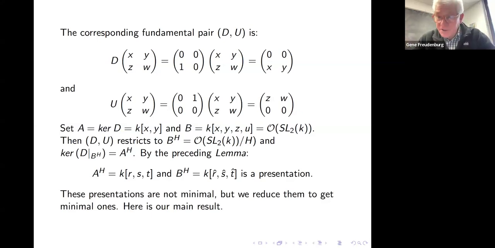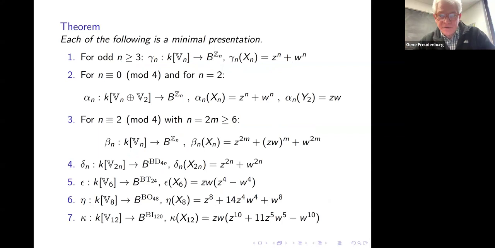So here's the main result that I want to present. And I simply give each one of these presentations. So each of the following is a minimal presentation. So number one, for odd integers n at least 3, I get a presentation using the SL2 module V_n. So in particular, that tells me this coordinate ring is generated by n plus 1 elements.